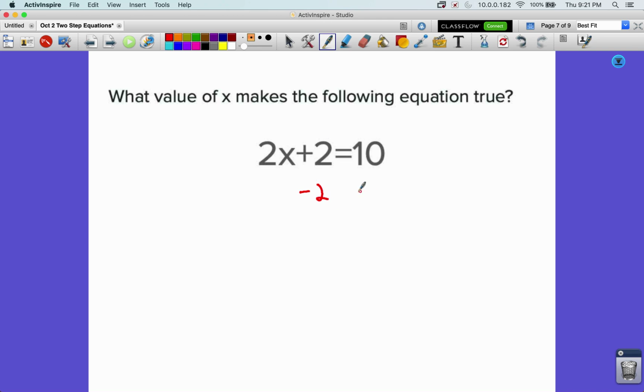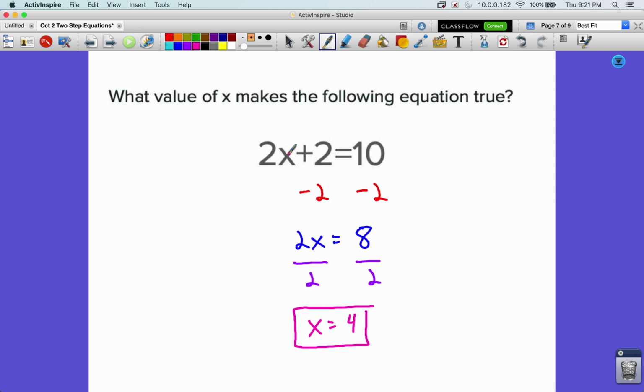And whatever we do to one side, we have to do to the other side. So I put a minus 2 over here as well. And what I'm left with is 2x equals 8. The 10 and the negative 2 make an 8. Now the x is being just multiplied by 2. That's the only thing happening on this side. So I use its inverse operation of divide by 2. I do it to both sides to reveal that x equals 4.